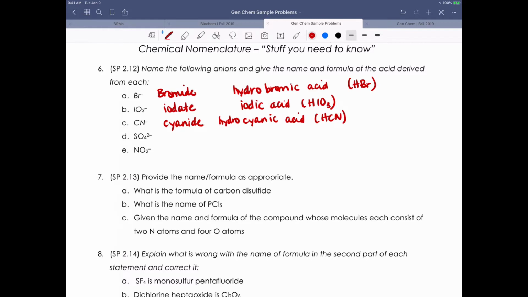Again, if you didn't have hydro in front of that one, I wouldn't be too persnickety about that, but this one technically is called hydrocyanic acid. Fourth one here, anion, is called sulfate.